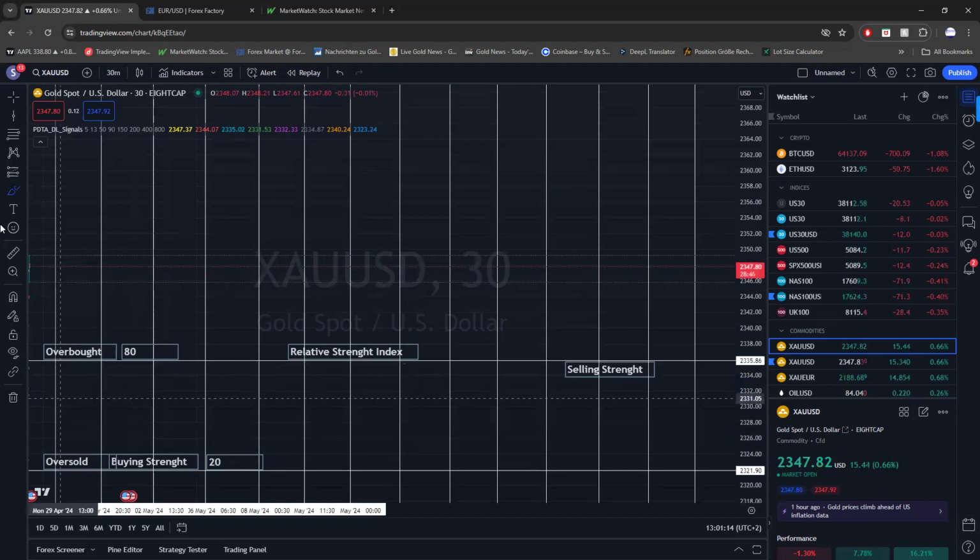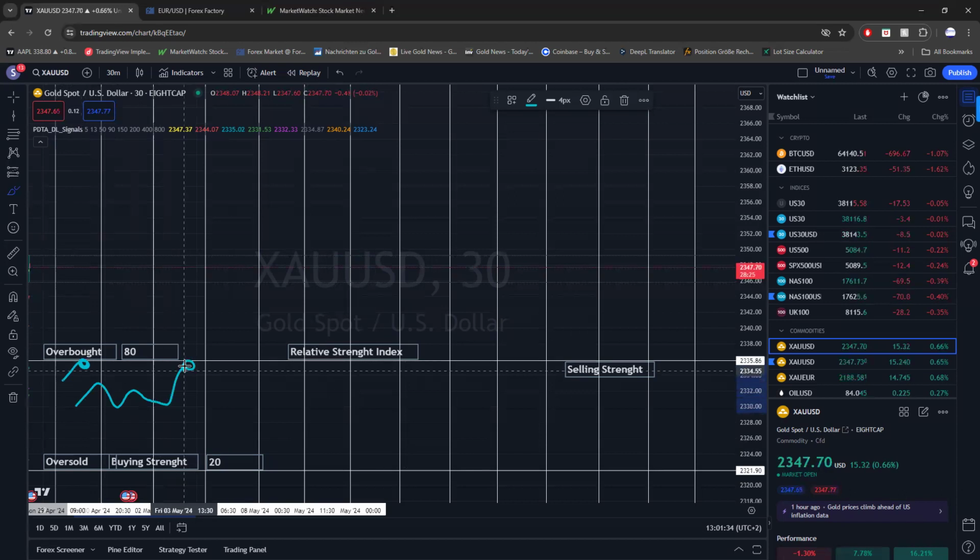When the RSI hits the 80 level, we call this area over here overbought. When it hits this area below, we call it oversold. I repeat, when you see the RSI doing this and it hits this area, the market is overbought. When it retraces, sometime in the future or in the past, and hits this line around the 20s, we say the market is oversold.